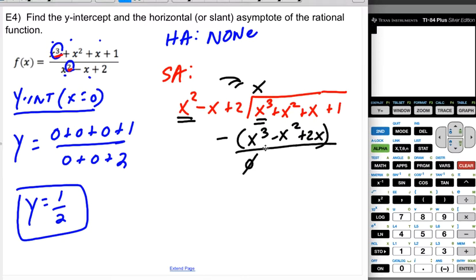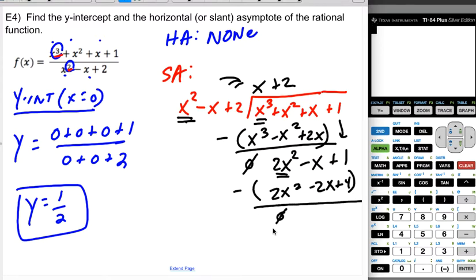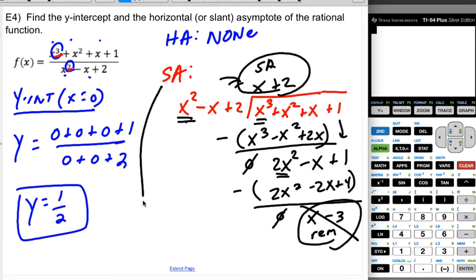So the x cubes are going to go away, which is totally what should happen. x squared minus a negative x squared will become 2x squared. x minus 2x is a negative x, and then I drop the 1 straight down. I want to make this leading term look like this leading term, so that's going to be a plus 2. So I get 2x squared minus 2x plus 4. Then subtract straight down. The 2x squareds go away. Negative x plus 2x is going to be an x. 1 minus 4 is a negative 3. So this is my remainder, but I don't really care about this. I care about this. My slant asymptote is the quotient. So my slant asymptote is y equals x plus 2.